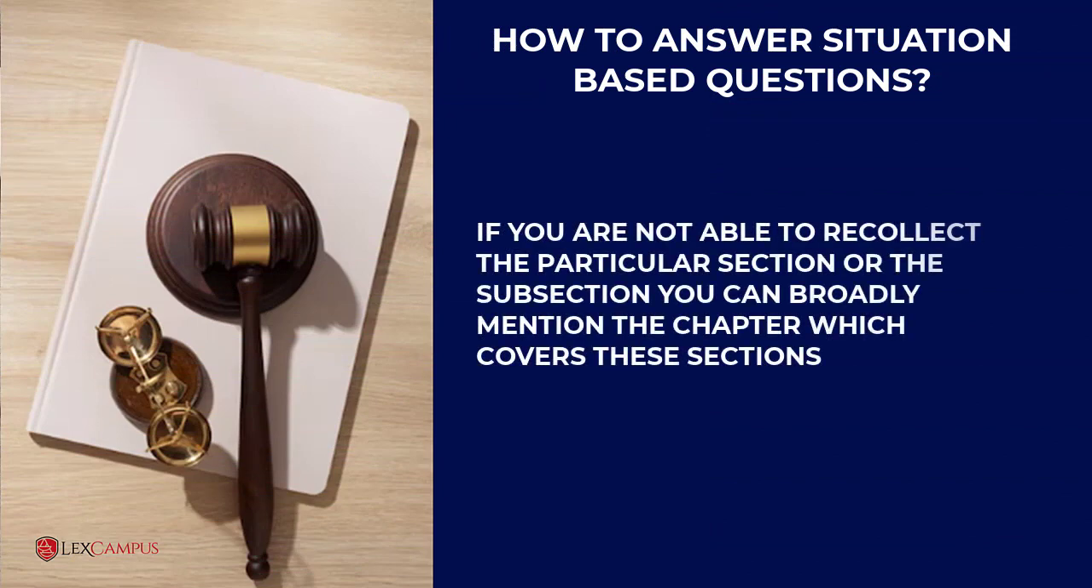If you don't know, roughly you remember 54 to 56 deals with patent of addition. But you really don't know which provision actually tells you that there is no need for paying the renewal fee for a patent of addition. You don't know that. So you can broadly mention, if you're not able to recollect the particular section or the particular subsection, then you can broadly mention that patents of additions are covered by sections 54 to 56. That should do you good. I've been asked these questions many times. What if we don't know that particular section?